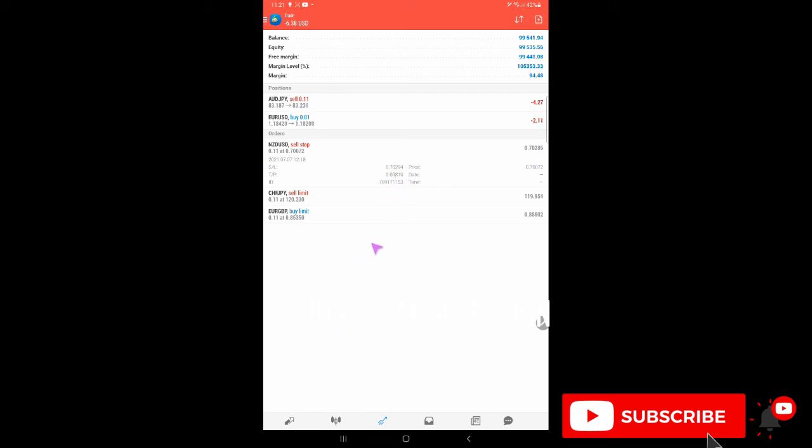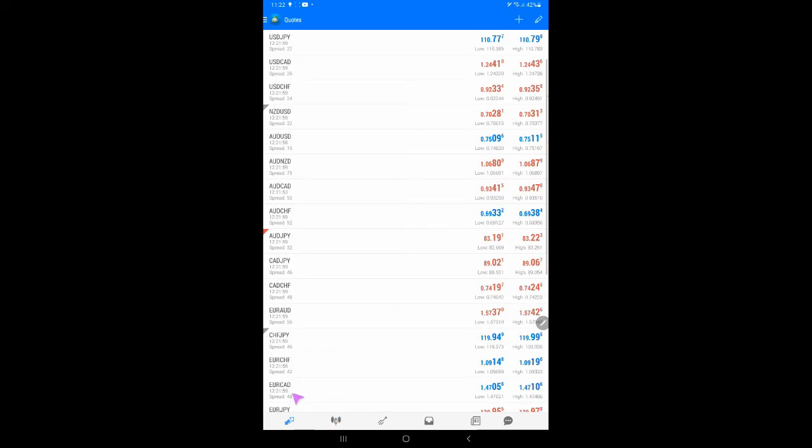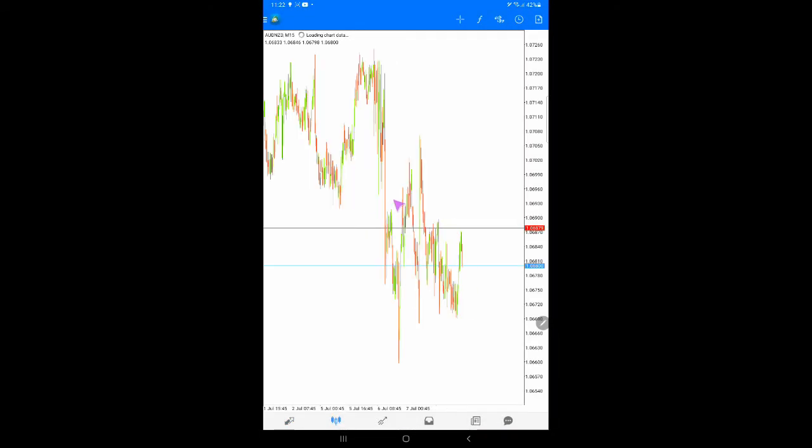Alright, so now notice that I have my stop loss and I have my take profit on this trade. Okay, so what remains is the buy stop. Buy stop is the opposite of sell stop. It's another you place above the current bullish move, anticipating more bullish move. Let me use a different currency pair just so we don't get confused. This is price, right? And then I expect this price to come to this level. But this is where it is at the moment, and I don't want to join it now because I think it will still come down here before going up. So what I'll do is I will take a price above. Remember, buy stop is an order you take above the current market price, anticipating more bullish move.